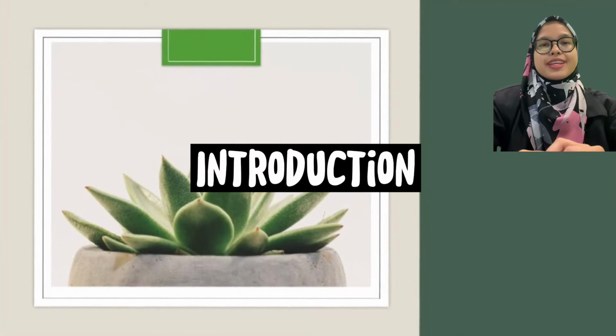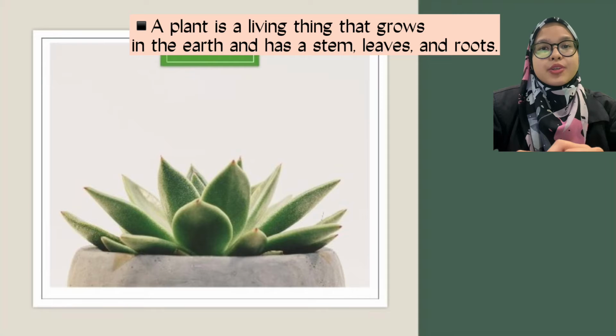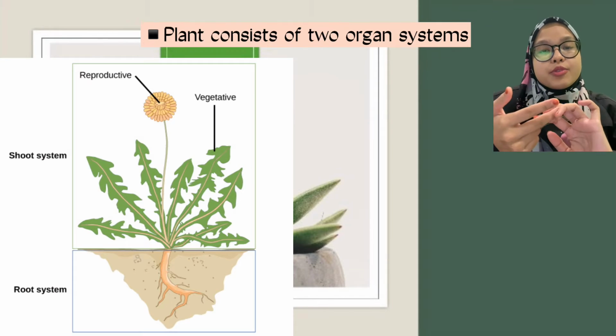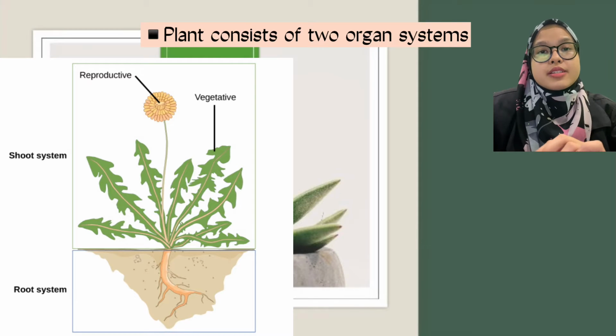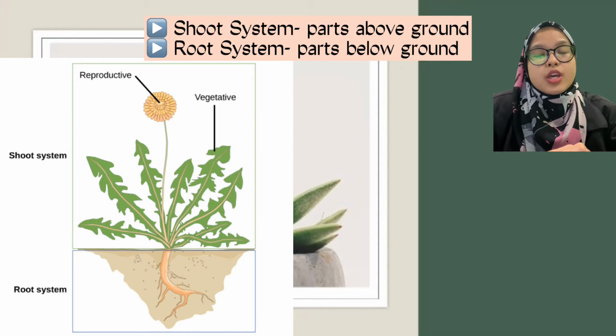I will start with the introduction. Do you know what is a plant? A plant is a living thing that grows in the earth and has stem, leaf, and roots. A plant consists of two organ systems. The first one is the shoot system, which is the part above the ground, and the second one is the root system, which is the part below the ground.